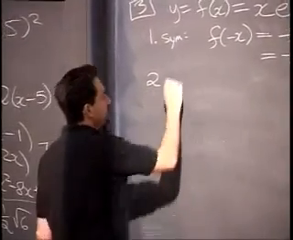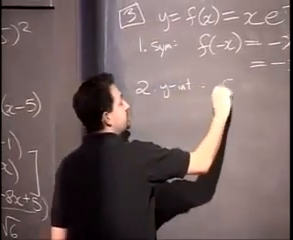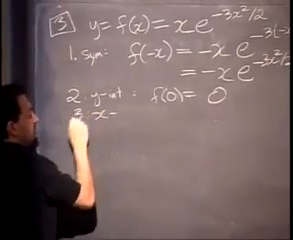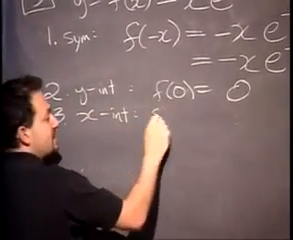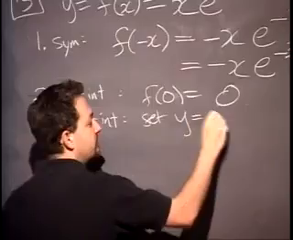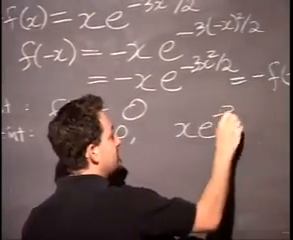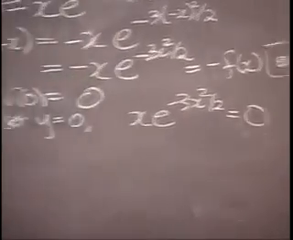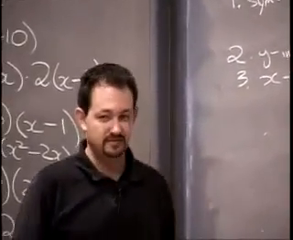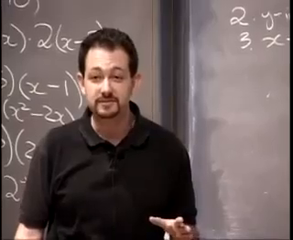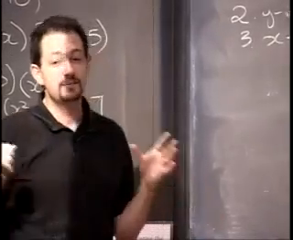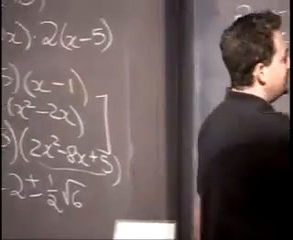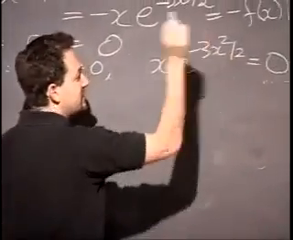Okay, 2, y-intercept, f of 0, just plug in 0 and you get 0, no problems. How about step 3, the x-intercepts? Set f of x equals 0, or y equals 0, and we'll have x e to the minus 3x squared over 2 equals 0. Now, here's something about exponentials. They're always positive. E to the anything is a positive number. So don't get bogged down by this being negative. It doesn't matter what it is.